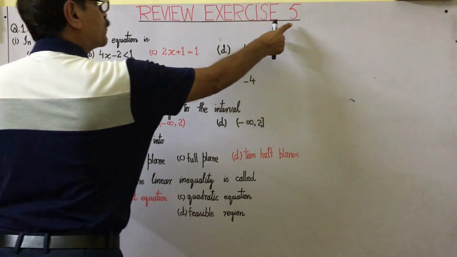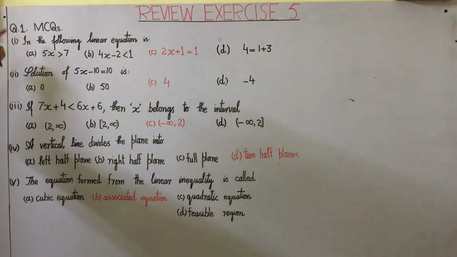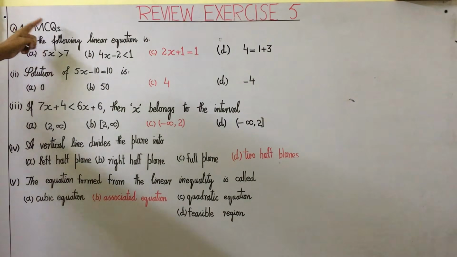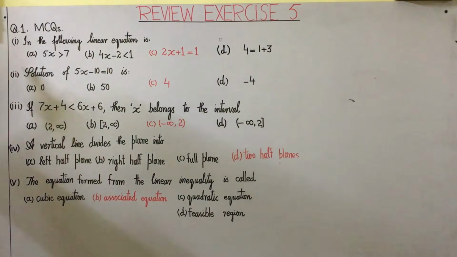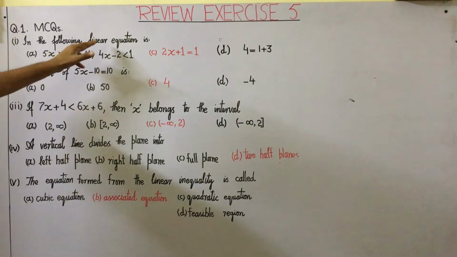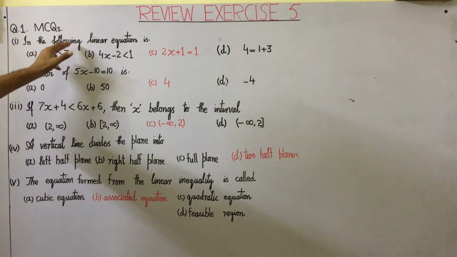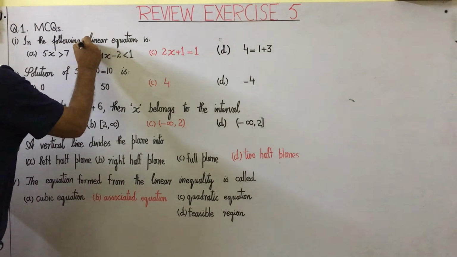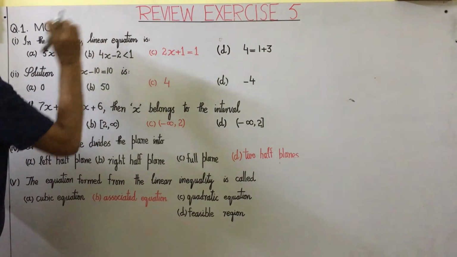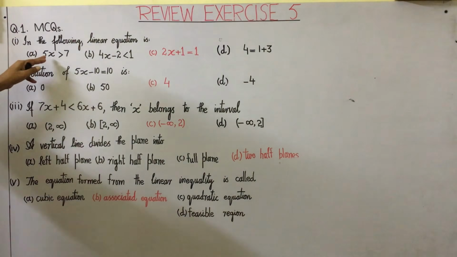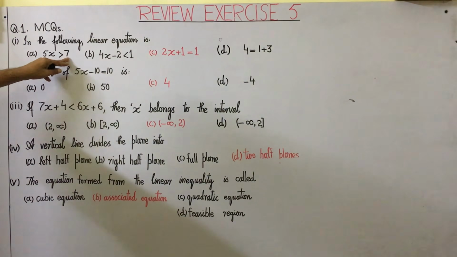Review exercise 5, question 1, MCQs. First MCQ: which of the following is a linear equation? A, 5x is greater than 7.